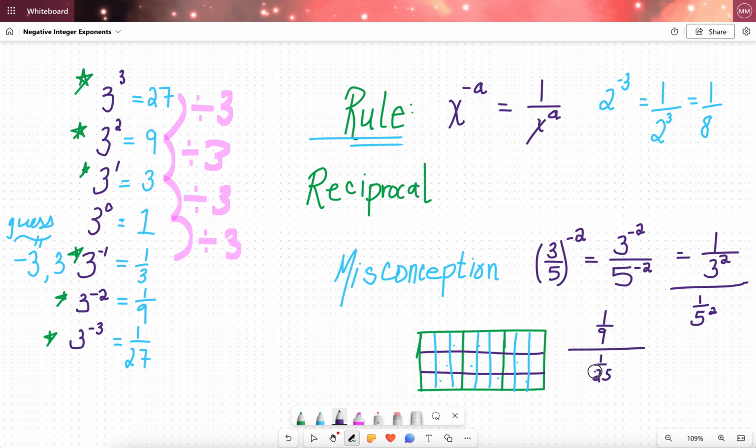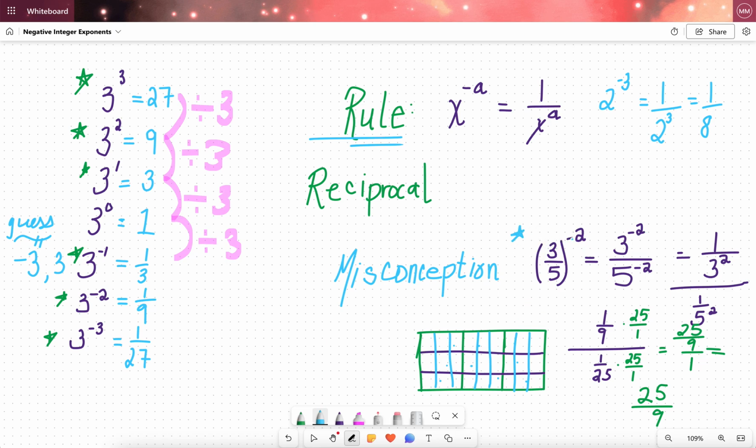If we know how to simplify fractions, I need to multiply numerator and denominator by the reciprocal of 1/25. But if I do that in the denominator, I have to do that in the numerator. So 1/25 times 25 over 1 is 1. And in the numerator here, I would get 25 over 9, all divided by 1, which is the same as 25/9.